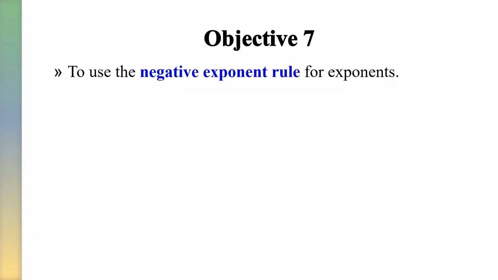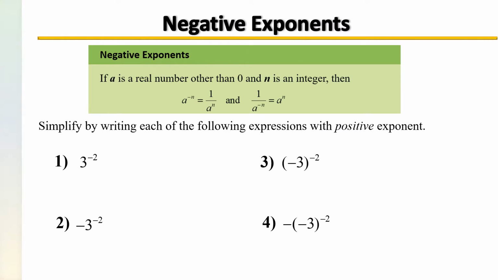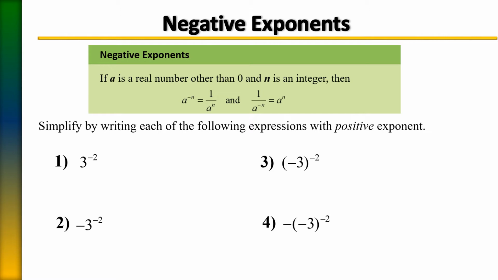In this lesson, we're going to use the negative exponent rule. In algebra, there is a restriction or rule that says that you cannot leave your answer with a negative exponent. In other words, any number left with a negative exponent is not a simplified answer. So you have to turn all negative exponents into a positive.